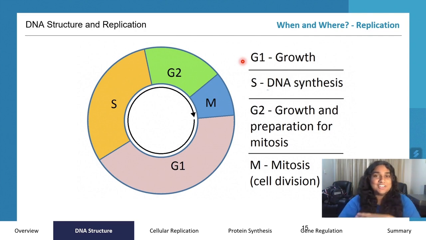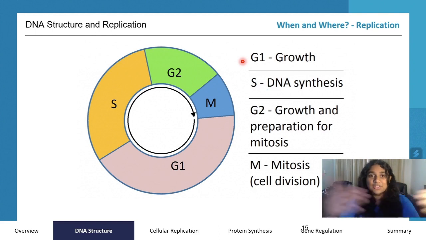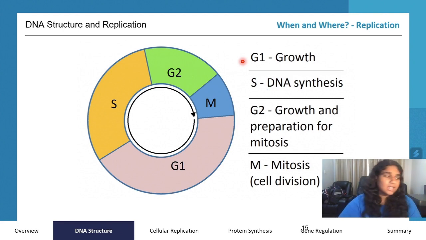Luckily for you guys, you don't need to know any detail about the G2 stage at all. I learned all of that in uni. It is a pain. But basically, it's just where all of the checkboxes for mitosis will occur. And finally, the M phase is actually where the cell division happens. The nucleus splits, the cytoplasm splits, and you end up with two identical daughter cells from one parent cell.